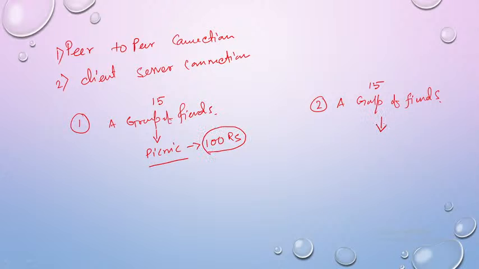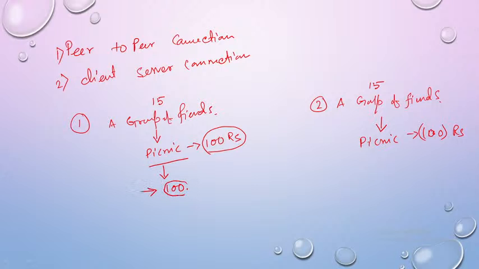So, for the second group also, they decide to go for a picnic, and they decide that we will have a contribution of 100 from each one to get the picnic executed. Okay. Now, for the first case, they decided that they will be their own masters. They will decide the menu, and everyone will go to the picnic spot on that particular day carrying 100 rupees.